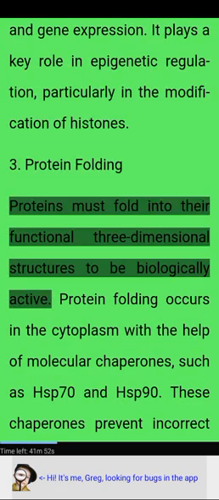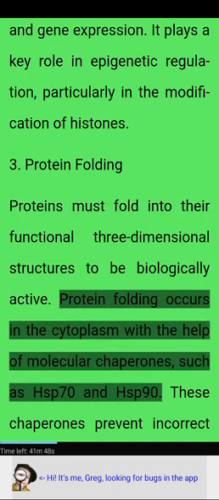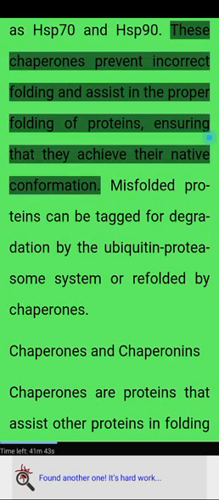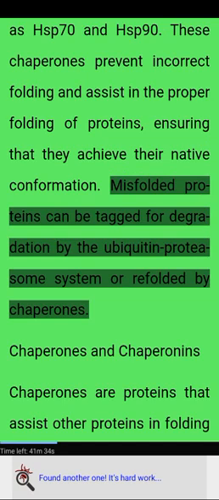3. Protein folding. Proteins must fold into their functional three-dimensional structures to be biologically active. Protein folding occurs in the cytoplasm with the help of molecular chaperones, such as HSP70 and HSP90. These chaperones prevent incorrect folding and assist in the proper folding of proteins, ensuring that they achieve their native conformation. Misfolded proteins can be tagged for degradation by the ubiquitin proteasome system or refolded by chaperones.